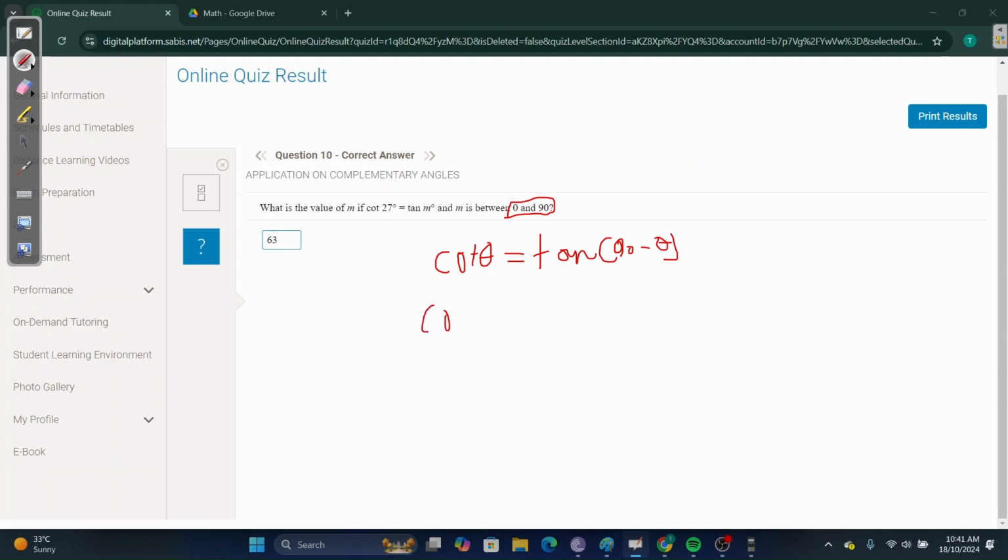Cotangent 27 is equal to the tangent of 90 minus 27. Okay, so cotangent of 27 is equal to the tangent of 90 minus the 27, which I already wrote, which is gonna be 63. So tan 63. And m is m, tan m, so 63 is our final answer. Okay, question 11.